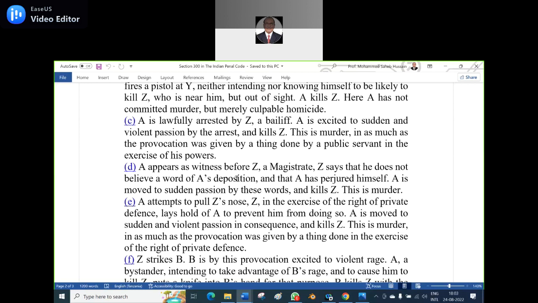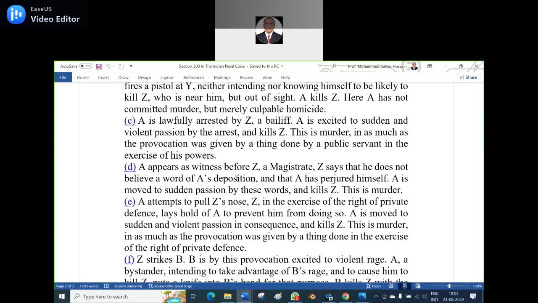And it is clearly a murder. Is it clear? Okay, yes. Now, A attempts to pull Z's nose, and Z, in the exercise of the right of private defense, lays hold of A to prevent him from doing so. A is moved to sudden and violent passion in consequence and kills Z. This is purely a murder.